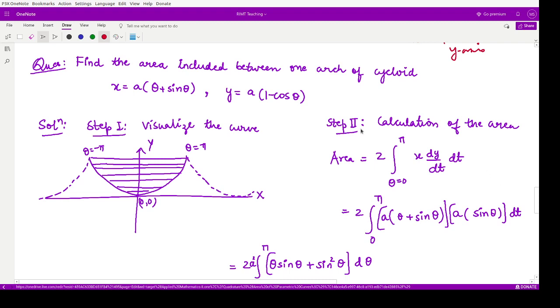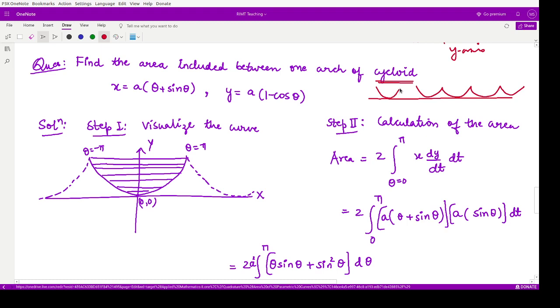The question says, find the area which is included between one arc of the cycloid. So now we have drawn this curve cycloid, if you remember. This x is equal to a theta plus sine theta, and y is equal to a into 1 minus cos theta. What is the cycloid? Cycloid is something like this, the one I have just drawn here. The curve is like this. How is this curve obtained?